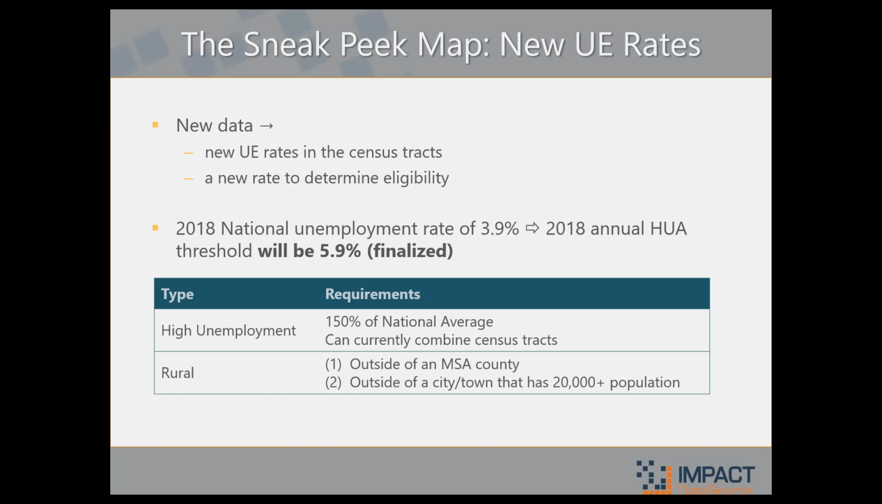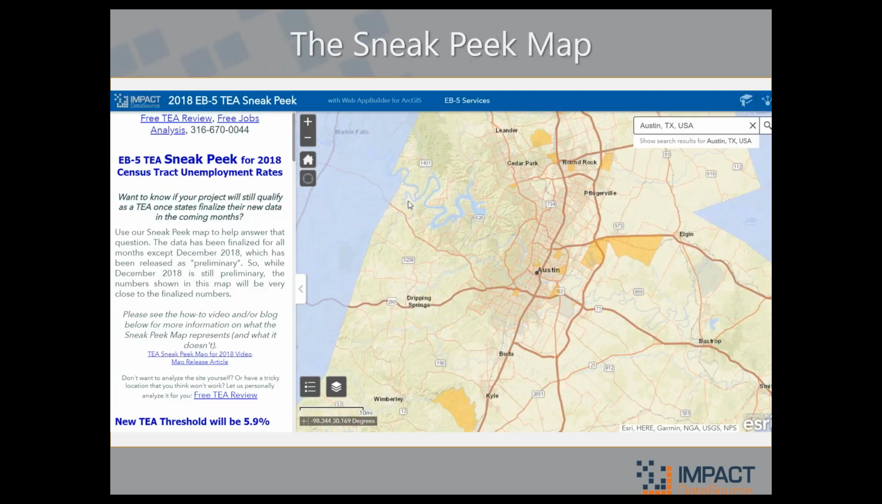So for high unemployment tracts, or high unemployment areas in general, the EB-5 program has to exhibit 150% of the national average. We're looking at 2018 data now. The average unemployment rate in 2018 was 3.9%, so 150% of that is 5.9. So our threshold is going from 6.6 down to 5.9%. That's what we're going to have to hit going forward.